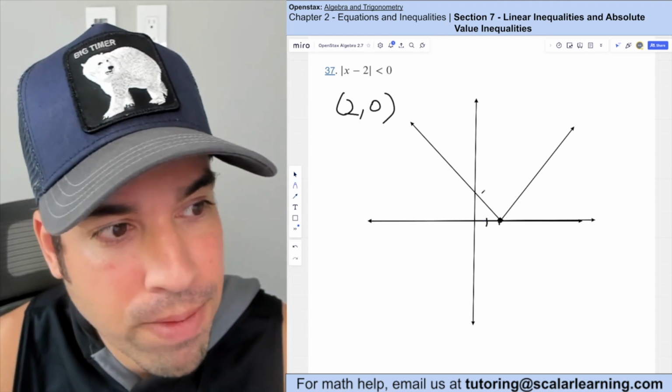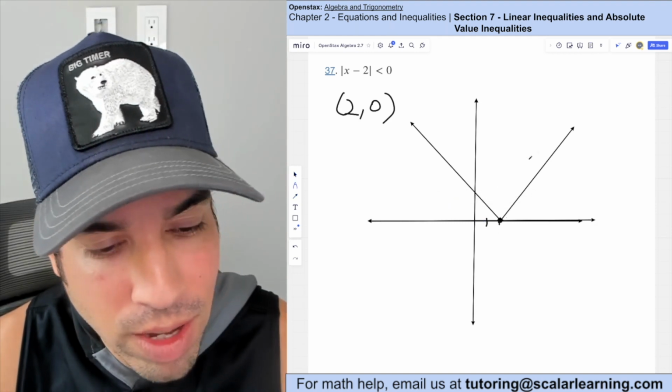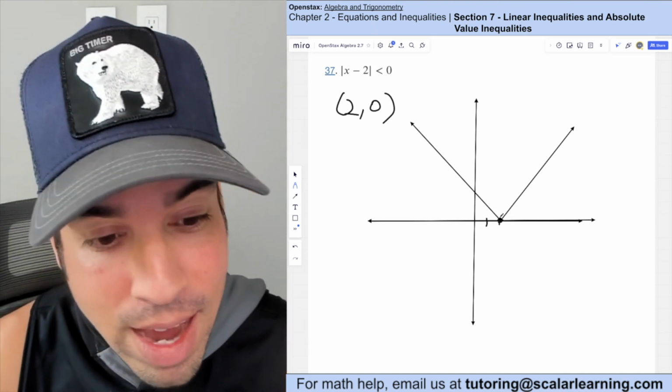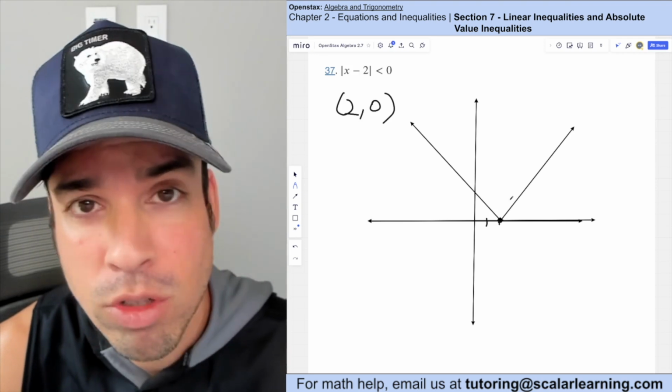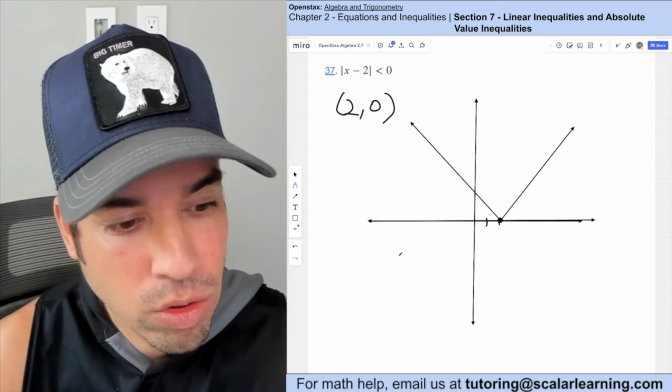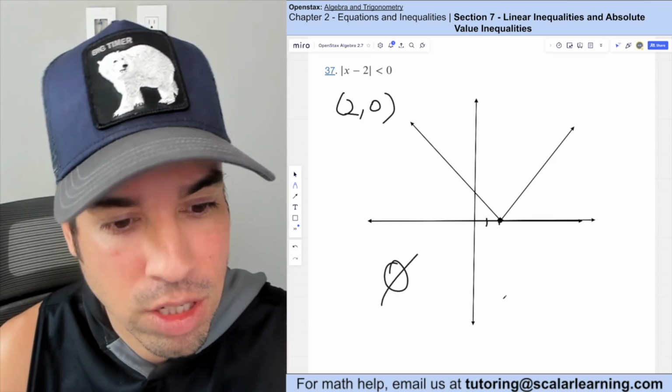So we're trying to find all the places where this absolute value function, this v function, is less than or below essentially the x-axis. Well, I don't think it ever goes below it. It touches it, but it never goes below 0. So this is a no solution situation.